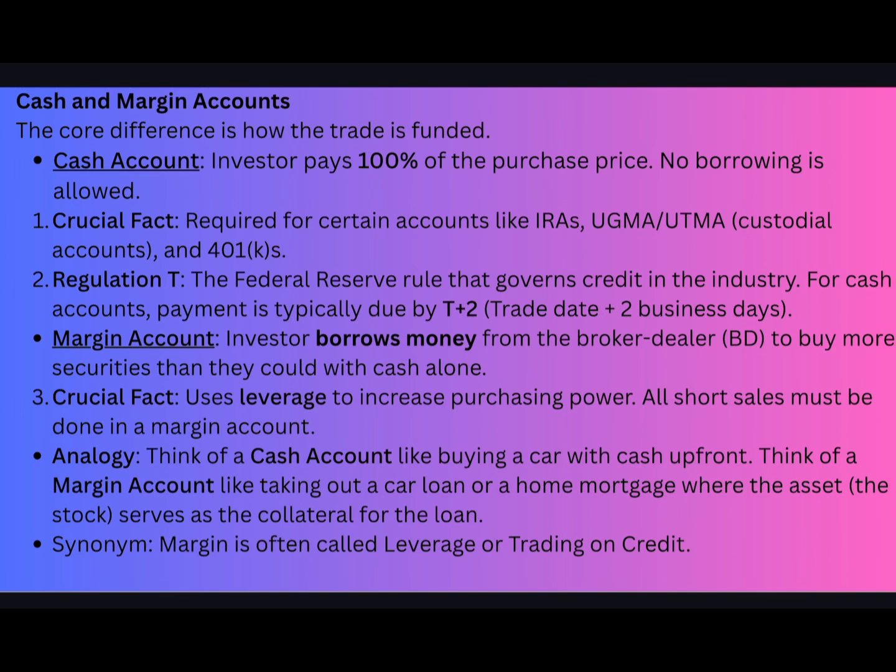Certain accounts must be opened as cash accounts, including accounts that have contribution limits, such as IRAs and other retirement plans, as well as custodial accounts under UTMA. These are examples of cash accounts.